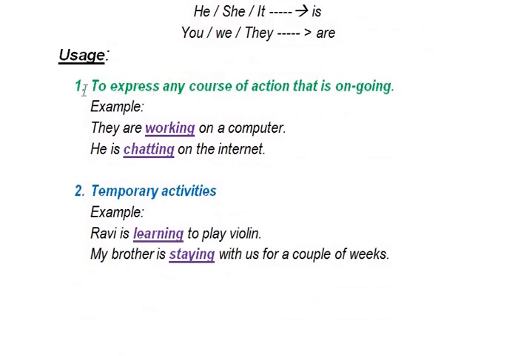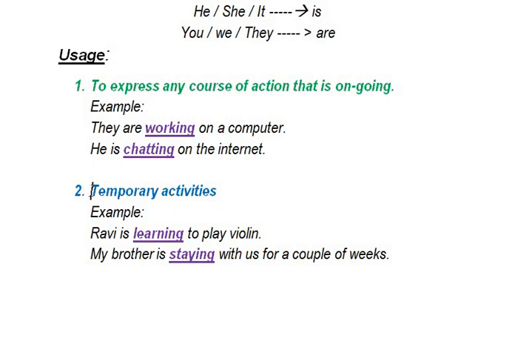And the first usage of present continuous tense is to express any course of action that is ongoing. For example, they are working on a computer. If you see here, currently they are working on a computer. This is a course of action that is ongoing right now. And one more example, he is chatting on the internet. So currently he is chatting.